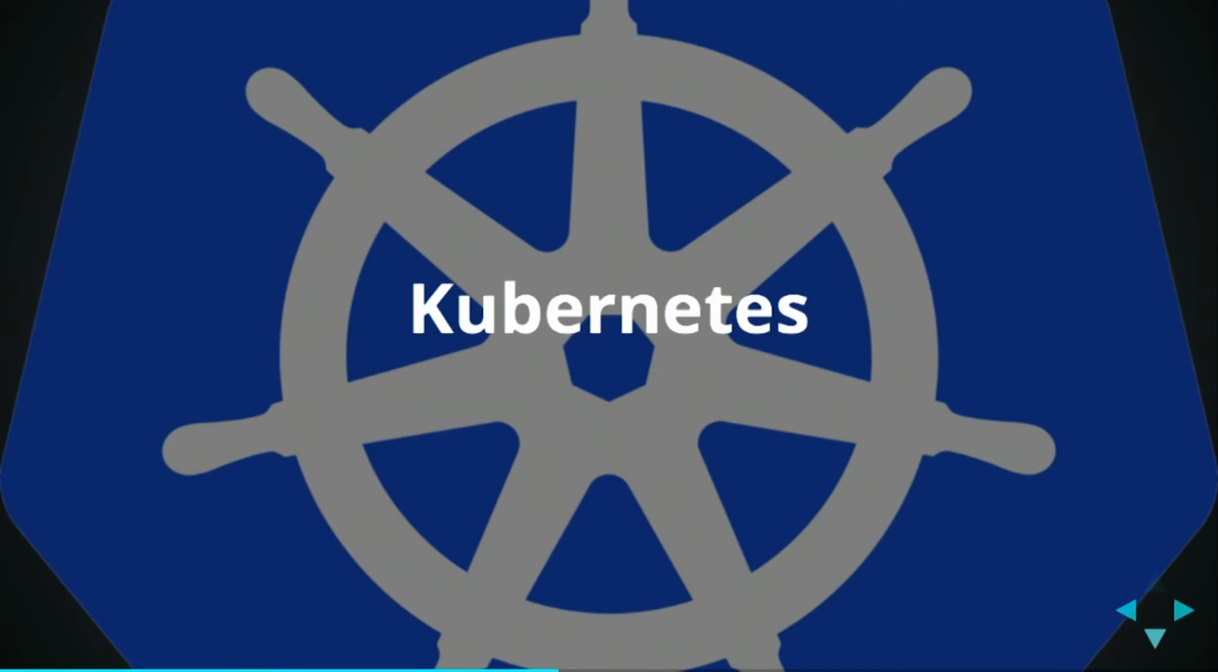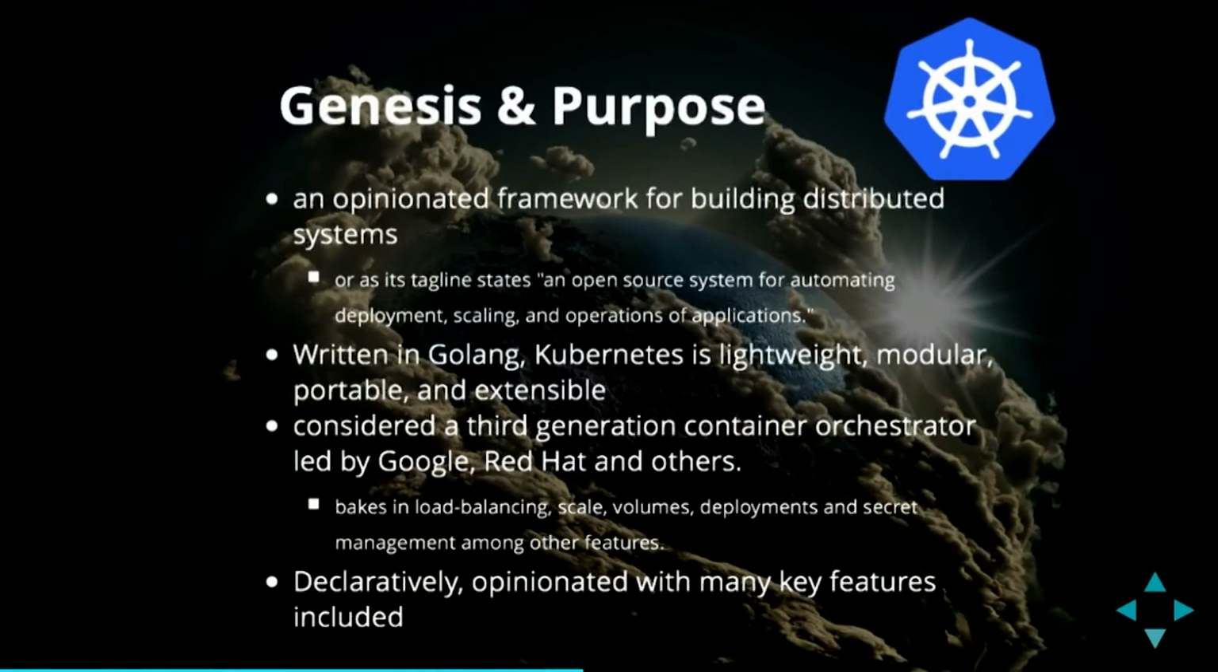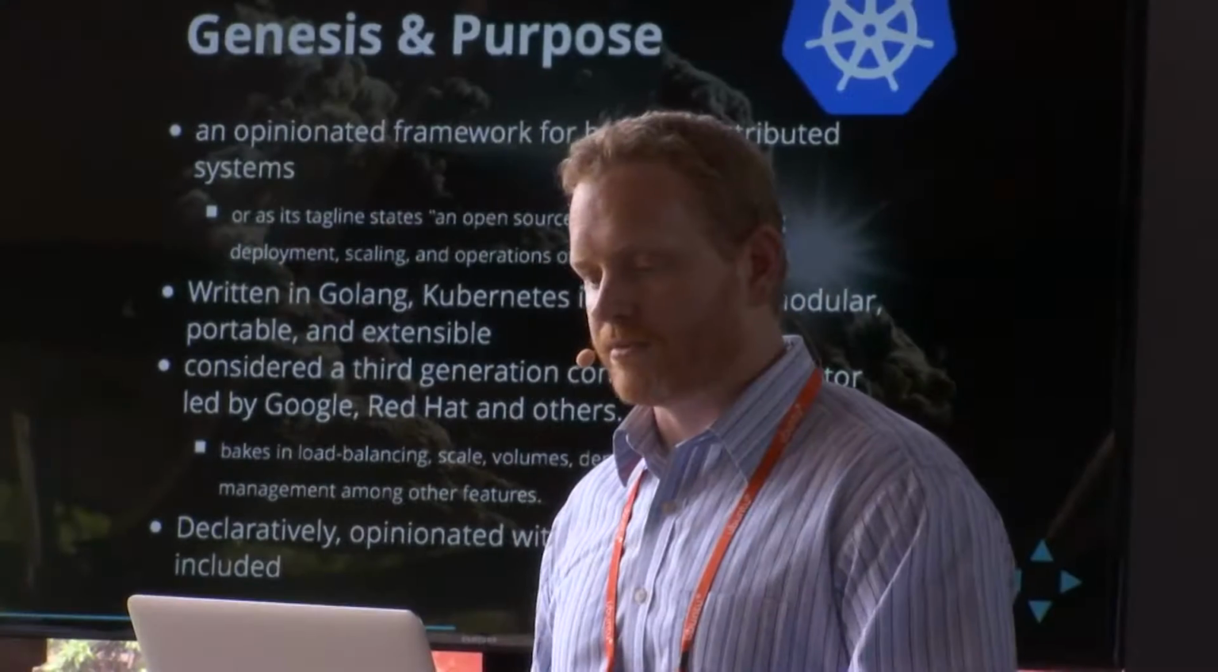I think that's a point of contrast with the container orchestrator Kubernetes, which has a little more of an application-centric perspective. Kubernetes is an opinionated framework, so by that, there's a lot of functionality built in. Kubernetes is a declarative system, so you define what it is that you'd like to have running, and Kubernetes executes that for you. Kubernetes, like Swarm, is written in Go. It's modular, extensible. It's considered something of a third-generation container orchestrator, primarily created by Google, but also by a number of others in the community. Red Hat's probably the second largest contributor there, but also a number of others.